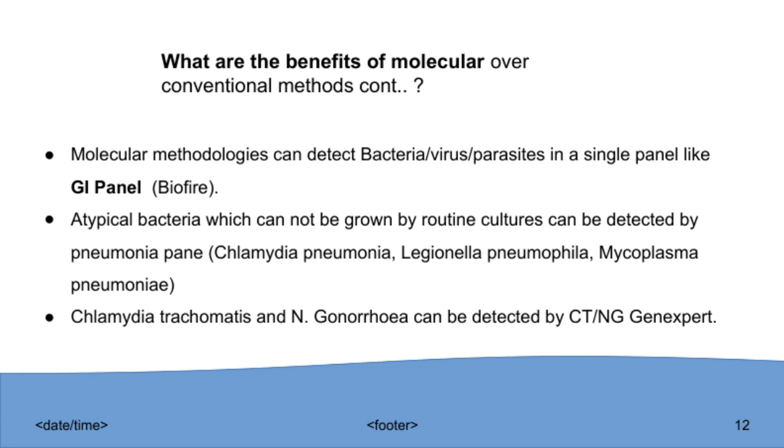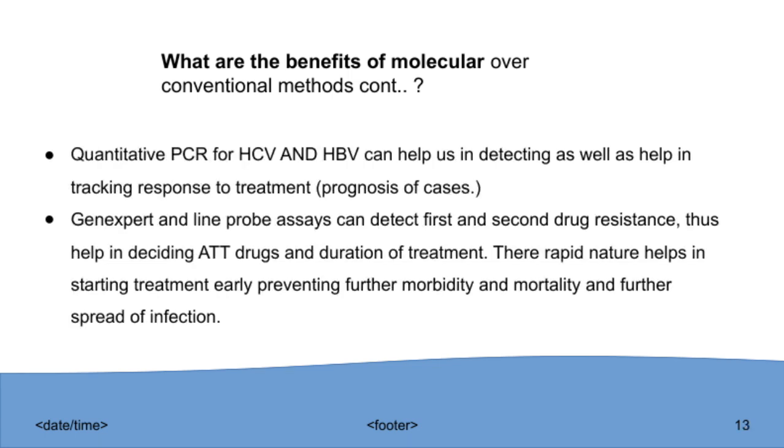Lastly, for sexually transmitted infections, molecular tests like the ctNG GeneXpert allow us to detect Chlamydia trachomatis and Neisseria gonorrhoeae rapidly and accurately. This quick detection is crucial for prompt treatment and preventing complications. Overall, these molecular approaches enhance our diagnostic accuracy and speed, which ties into the larger theme of improving patient care through advanced testing methods.